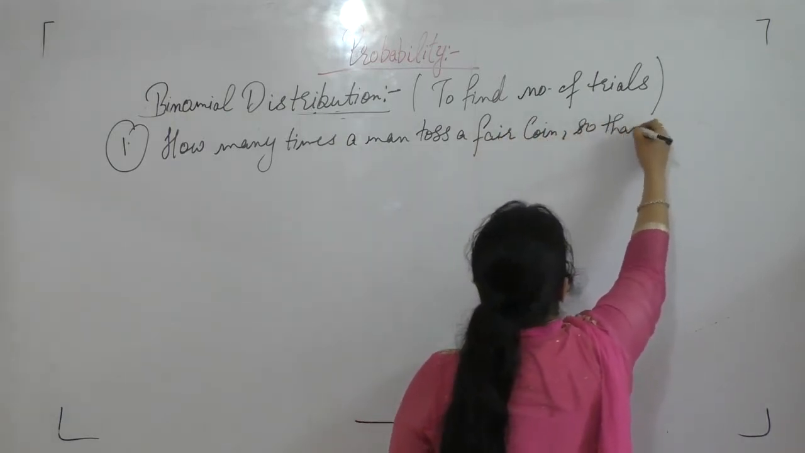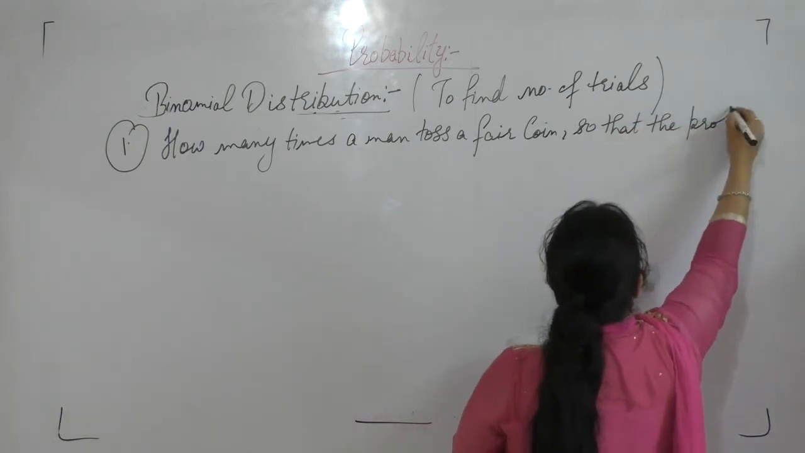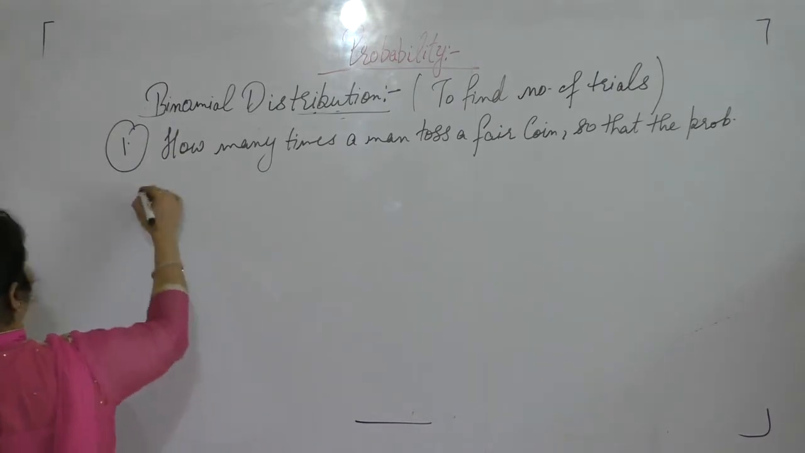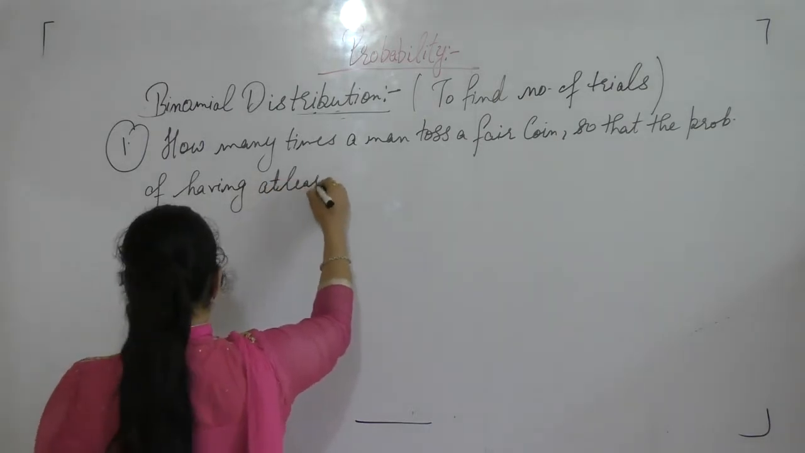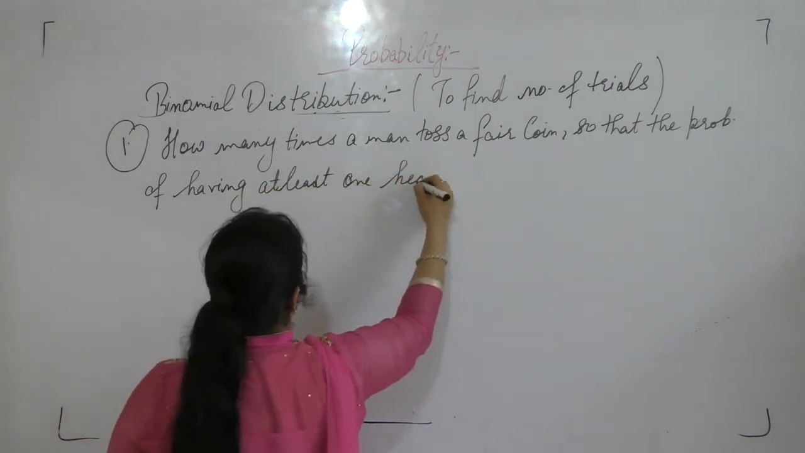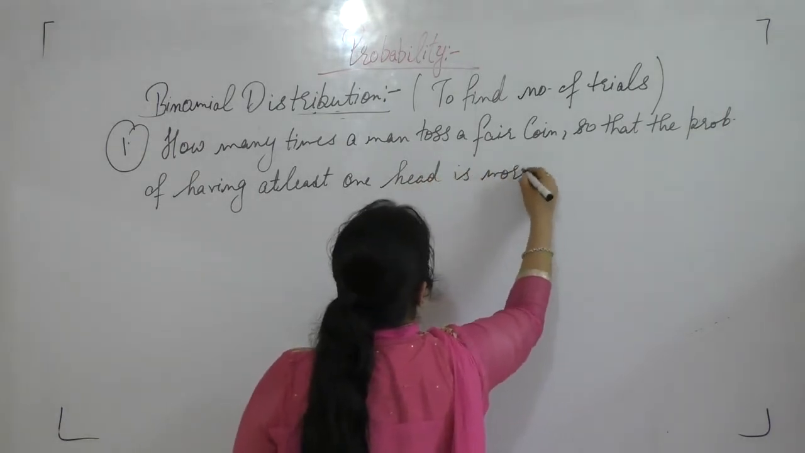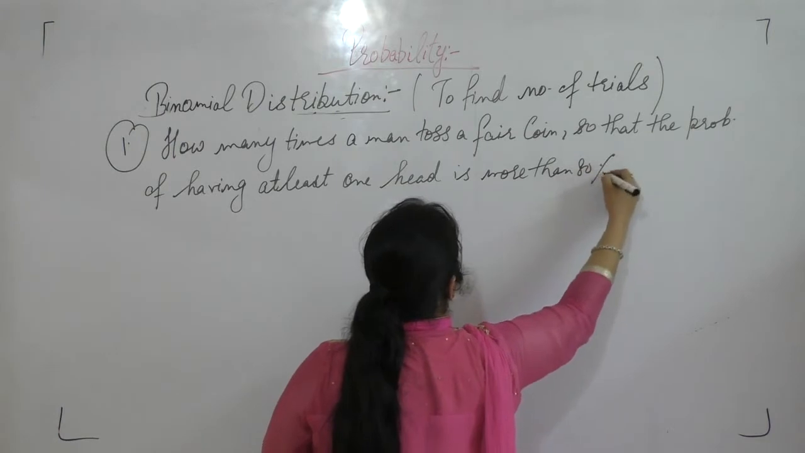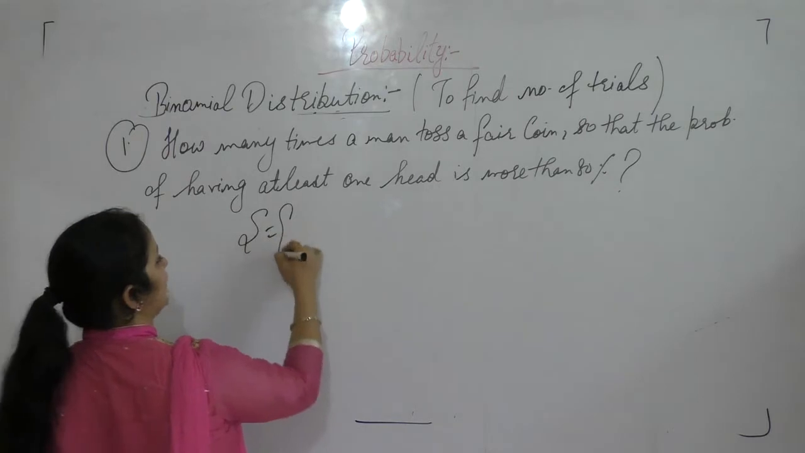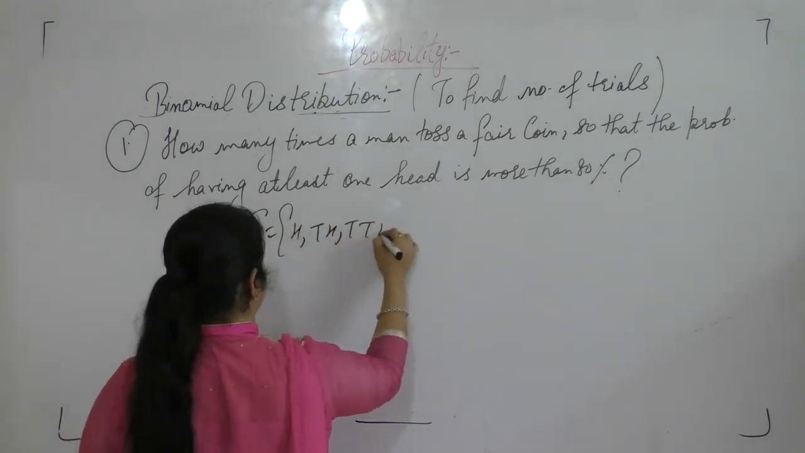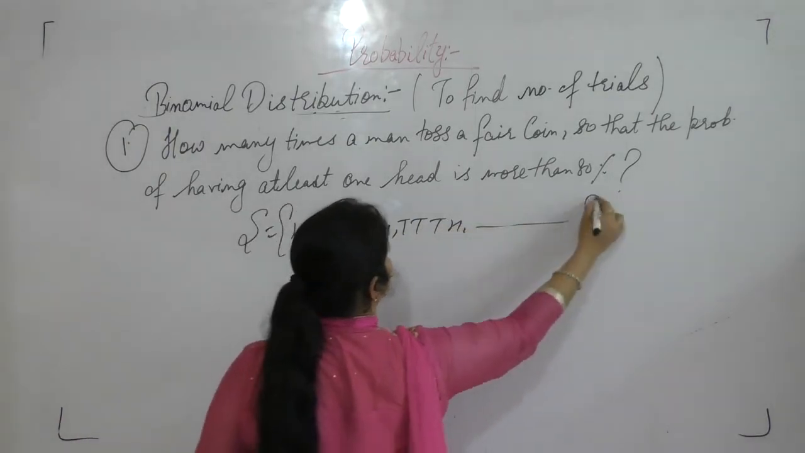So that the probability of having at least one head is more than 80%. How many times must a man toss a fair coin so that the probability of having at least one head is more than 80%? So the sample space is head, tail, head, and similarly so on.